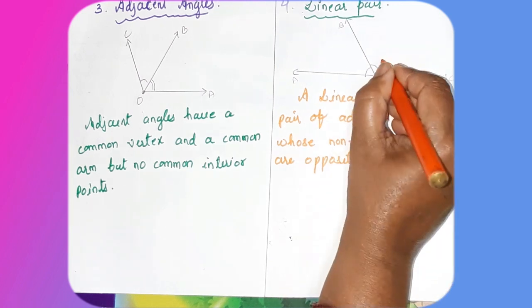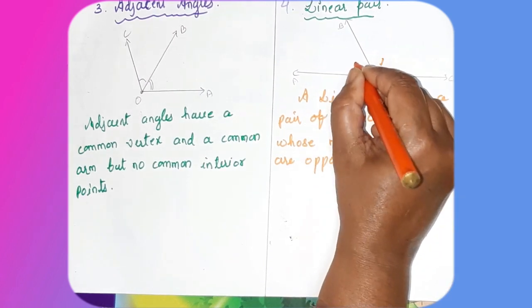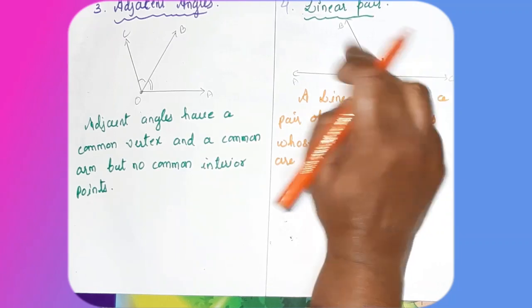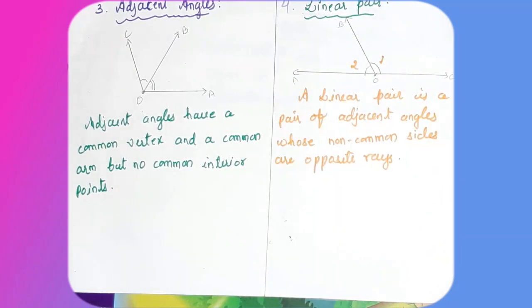Here this angle is called 1 and this is 2. Angles 1 and 2 are a linear pair. So this is what a linear pair is, and also we can say that if we add up angle 1 and angle 2, they are 180 degrees. That means they are supplementary, which you learnt earlier. A linear pair is always 180 degrees.